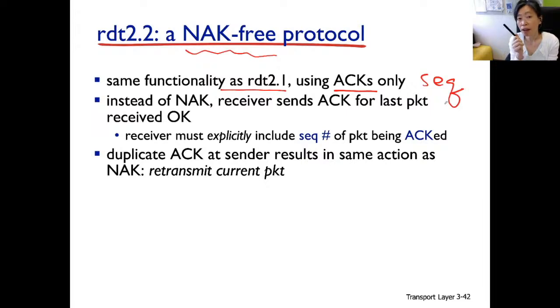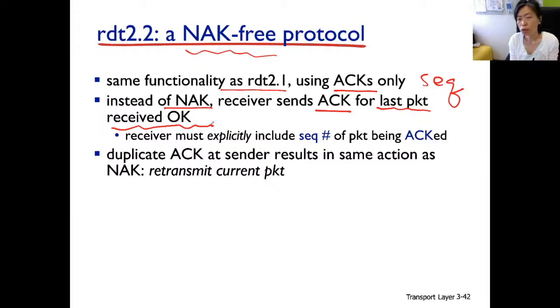The value in the sequence number bit is going to tell the sender whether this is a positive acknowledgement or a negative acknowledgement. All right. So now we have a NAK-free protocol. The receiver sends an acknowledgement packet for the last packet received okay. Think a little bit about it.